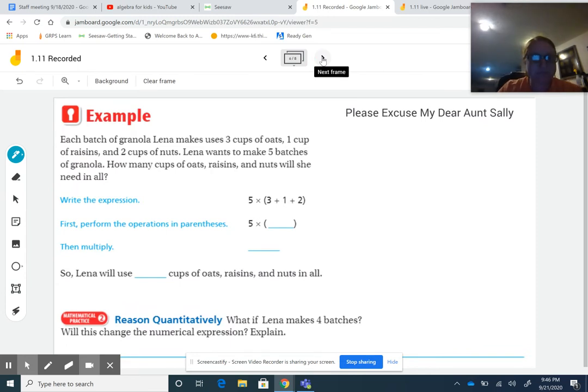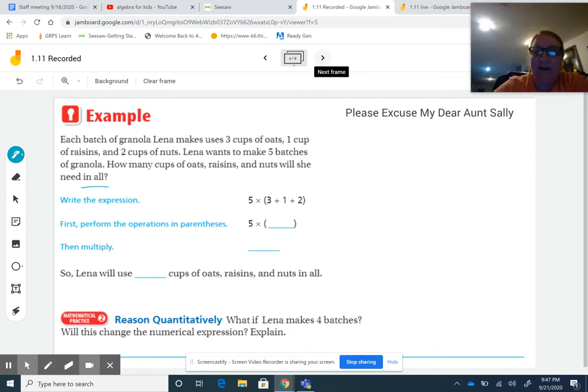3 more slides. Each batch of granola Lena makes uses 3 cups of oats, 1 cup of raisins, and 2 cups of nuts. Lena wants to make 5 batches of granola. How many cups of oats, raisins, and nuts will she need in all? So the "in all" tells us that we have some adding to do, but she's making 5 batches, so she needs to multiply this by 5. So you can see, write an expression says 5 times 3 plus 1 plus 2.